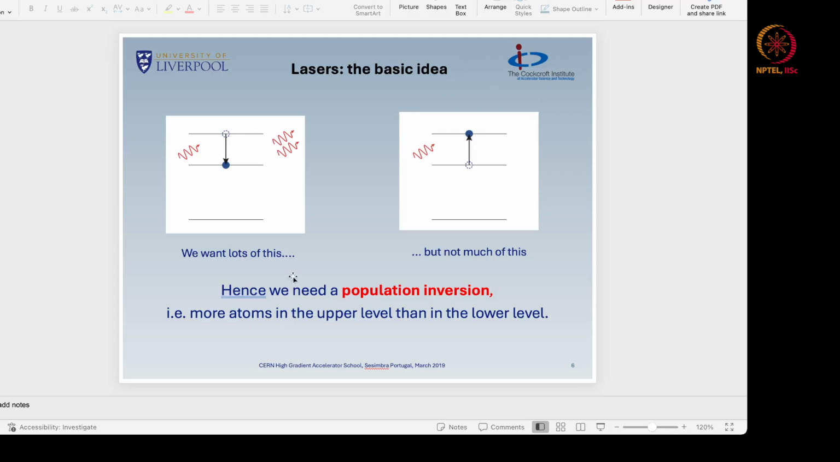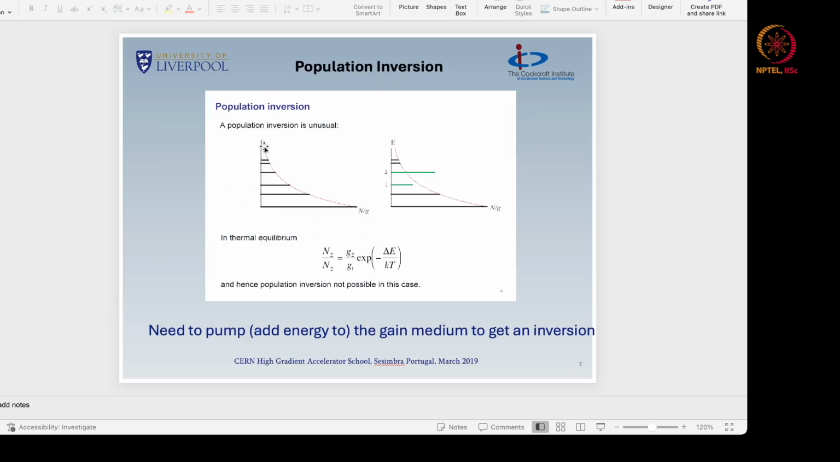So in essence, you need more electrons in the upper energy level than in the lower energy level. In other words, you need what we call a population inversion, that is, more atoms in the upper level than in the lower level. This does not practically happen, because for a system in thermal equilibrium, this is N2 by N1. This is the population graph that you normally see. The most electrons are at the ground state, and progressively it falls off like an exponential function.